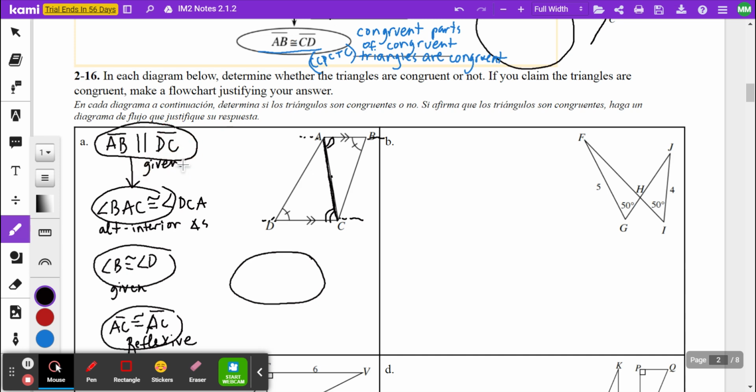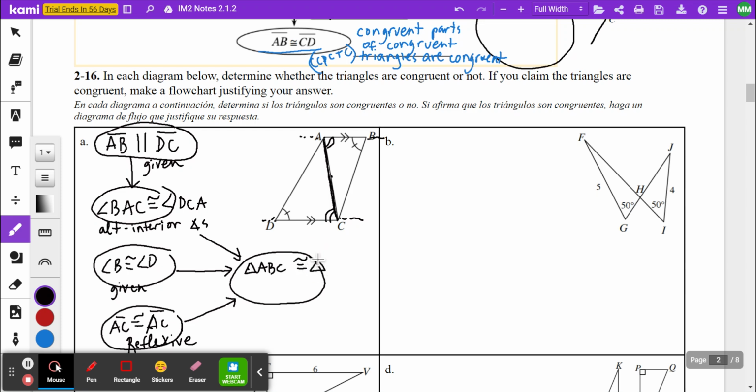So now I have my two angles and my side. It's in the sequence of angle, angle, side, and I'm going to draw my conclusion by bringing these three statements to my conclusion bubble. And my conclusion is that, yes, in fact, the triangles are congruent. Triangle ABC is, in fact, congruent to triangle.